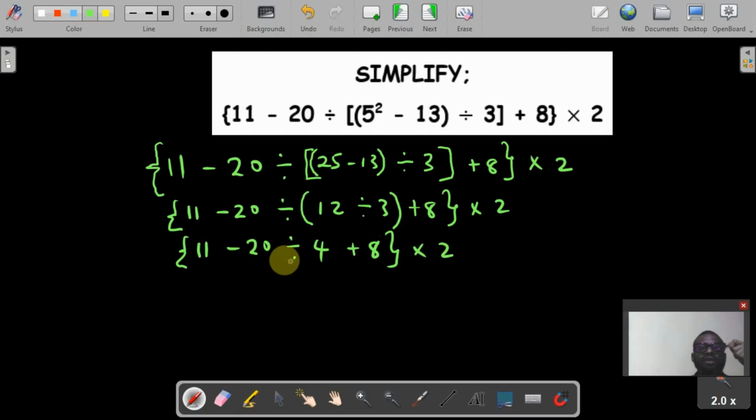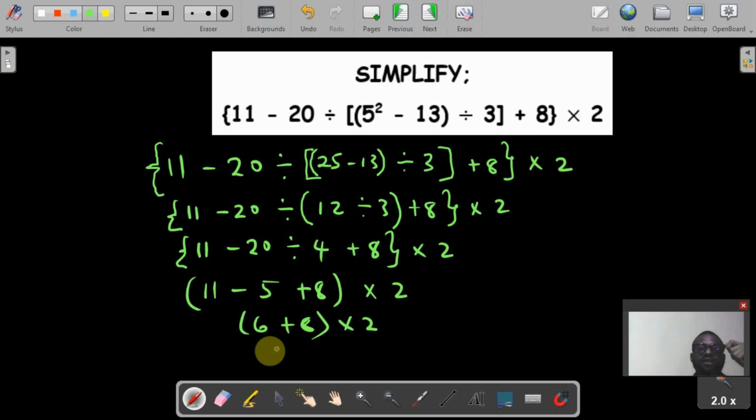Now let me handle the division here, because division comes before multiplication, before addition and subtraction. So I have 11 minus 20 divided by 4 is 5, then plus 8, then everything multiply 2. So 11 minus 5 is 6. So 6 plus 8, all times 2. So 6 plus 8 is 14. So 14 times 2 will give me 28 as my answer. So my answer is 28.